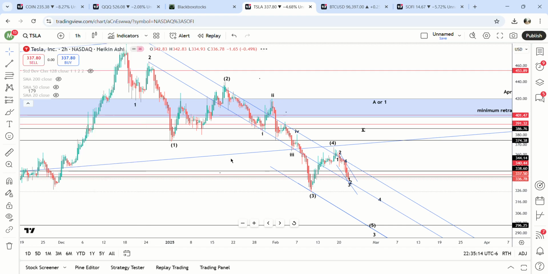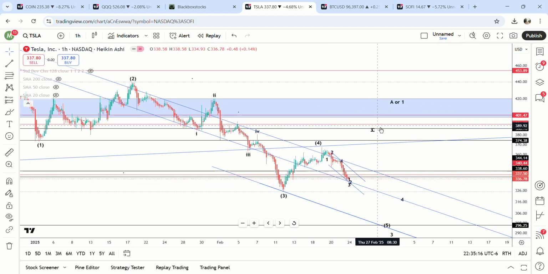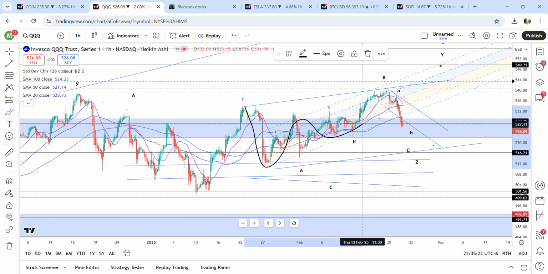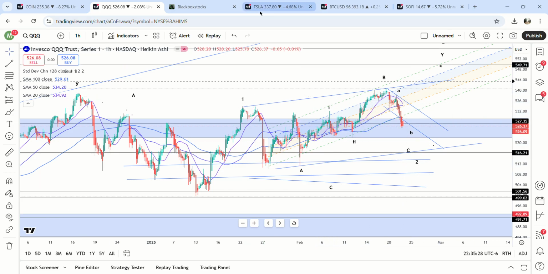Last video, I had this as an expanded flat come up here to 400. But if we look at QQQ, it's clearly in an impulse and likely in a C wave down. It's probably in a third wave. So now we gotta pivot and look at what the bear move possibilities are on Tesla.